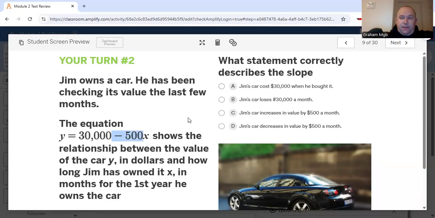So we're talking about the value changing by 500. So we're definitely looking at between C and D. The fact that this is a negative number tells us that it's decreasing. If you know anything about cars, you'll certainly know that their value goes down, unless it's perhaps one of those collectible cars.